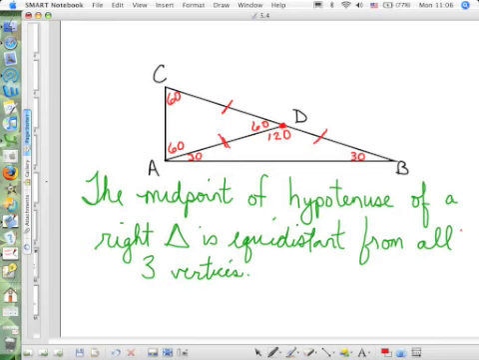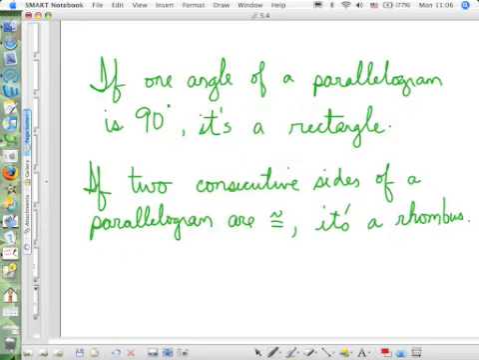Cool, huh? See, that's the thing about geometry. It's evil. We learn all these crazy little things. Okay, here's two more, and then we're going to do the classroom exercises.